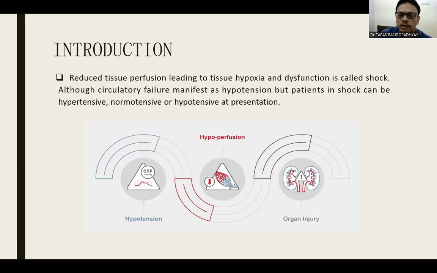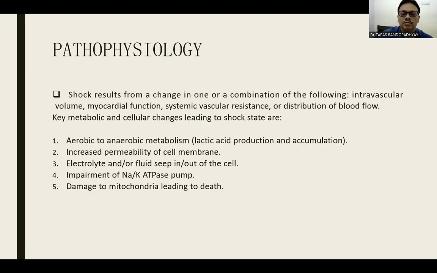Now, what is shock? Reduced tissue perfusion leading to tissue hypoxia and dysfunction is called shock. Although circulatory failure manifests as hypotension, patients in shock will not always be hypotensive. Sometimes a patient in shock can be hypertensive or can be normotensive. Shock results from a change in one or a combination of different factors that are involved in maintaining the blood pressure, that is intravascular volume, myocardial function, systemic vascular resistance, distribution of blood flow, etc.